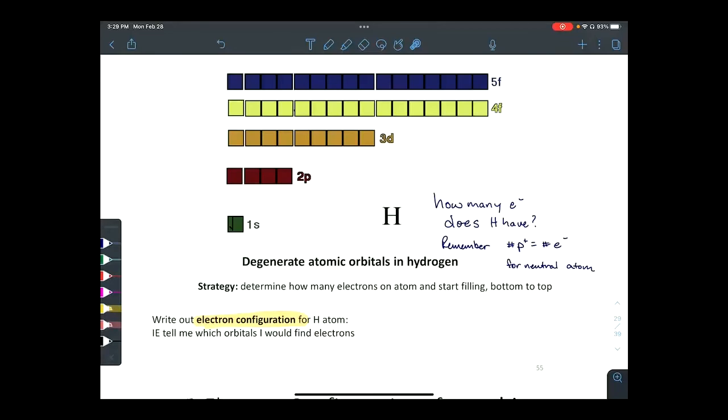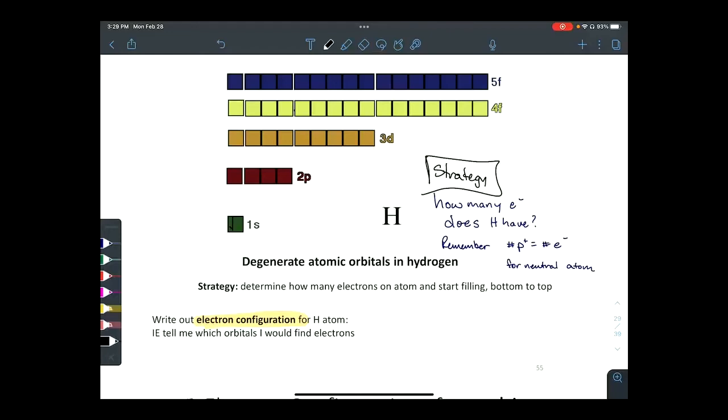Let's use those rules to actually write out electron configurations and think about where we place electrons for hydrogen and for multi-atom systems. The strategy for any atom, if I asked you what the electron configuration is, is to ask yourself how many electrons that atom has, and then follow the rules in placing your electrons. So my question: how many electrons does a hydrogen atom have?